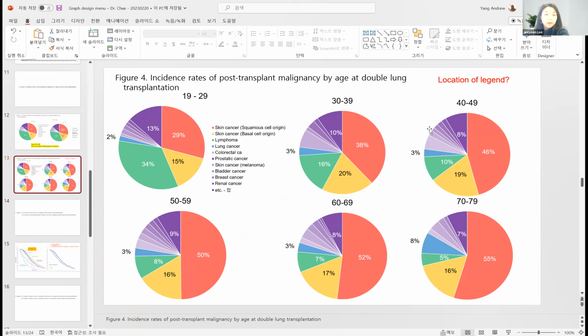This is incidence rate by age. So a lot of skin cancers in older. Lymphoma is younger population. More, I guess, more lung cancer in elderly, which is kind of the general population's trend. I think the legend can go at the bottom. Okay. Like you did for the, yeah.